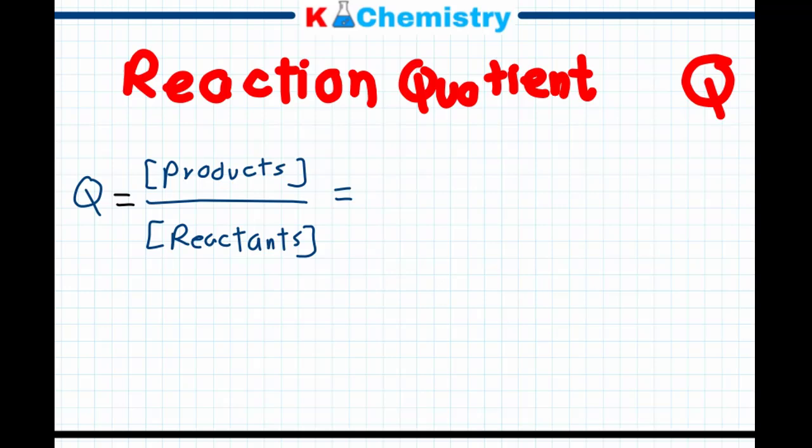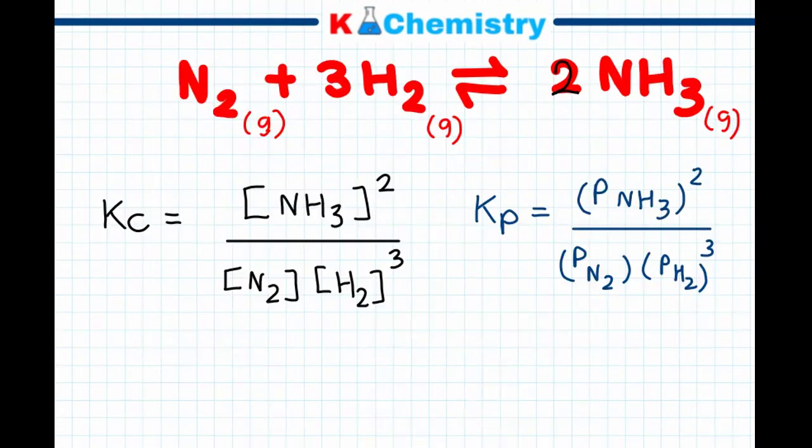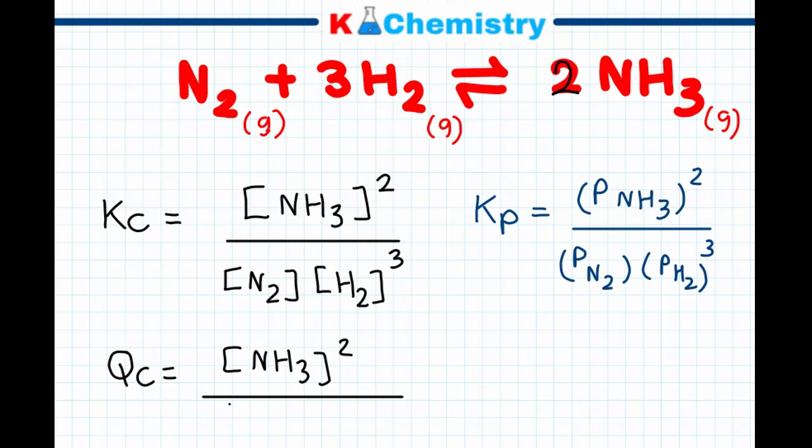So let's go back to our reaction for the synthesis of ammonia from nitrogen gas and hydrogen gas. Notice how the Kc expression has the same form as the Qc. So I will write here the Qc expression: Qc equals the concentration of NH3 squared divided by the concentration of N2 to the power of 1 multiplied by H2 to the power of 3. It is exactly the same thing. The Qc expression is the same as the Kc expression.